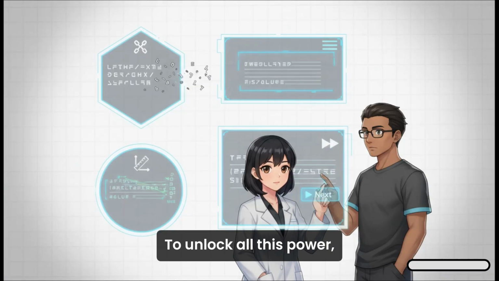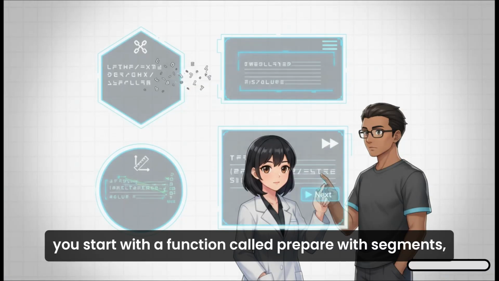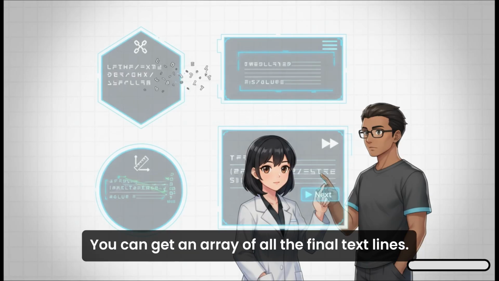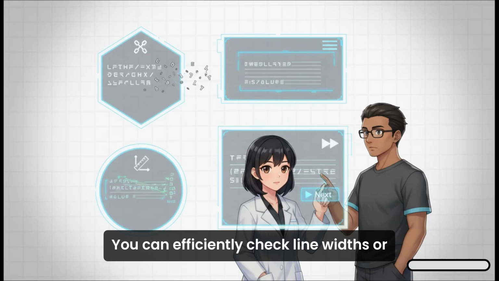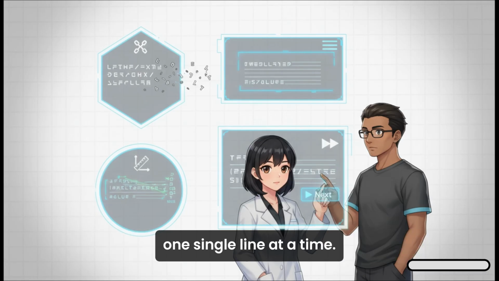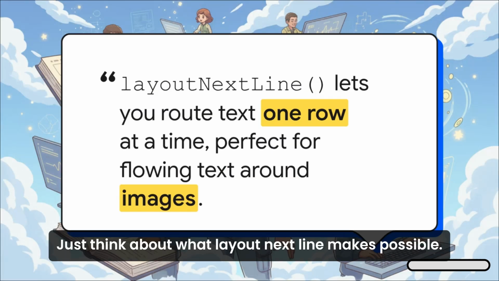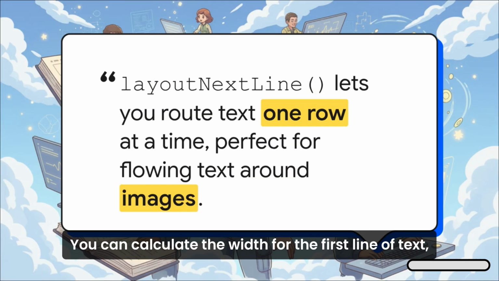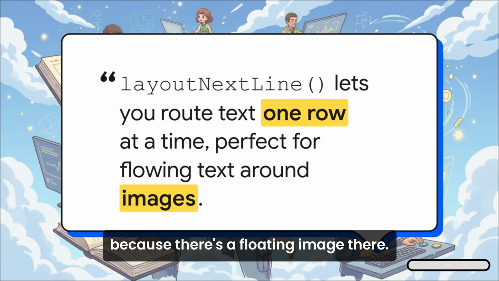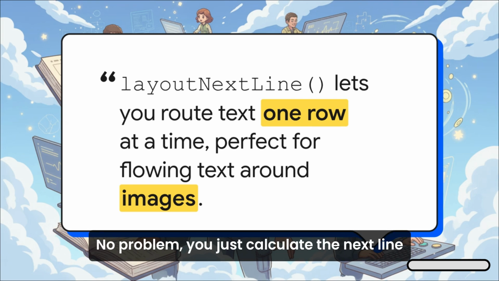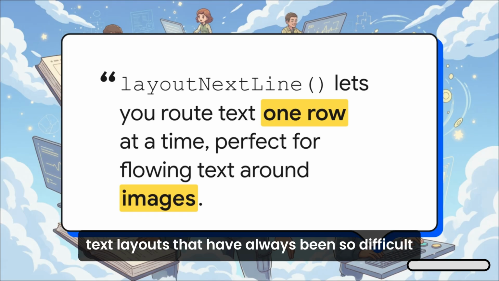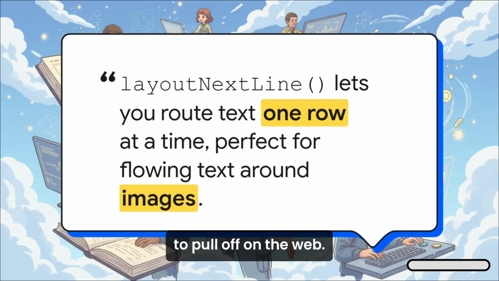To unlock all this power, you start with a function called prepare with segments. And from there, you have a whole suite of functions you can use. You can get an array of all the final text lines, you can efficiently check line widths, or, and this is my favorite part, you can use an iterator-style API to lay out your text one single line at a time. Just think about what Layout Next Line makes possible. You can calculate the width for the first line of text, draw it, and then maybe the available width for the next line changes because there's a floating image there. No problem. You just calculate the next line using the new width. This unlocks those beautiful magazine-style text layouts that have always been so difficult to pull off on the web.